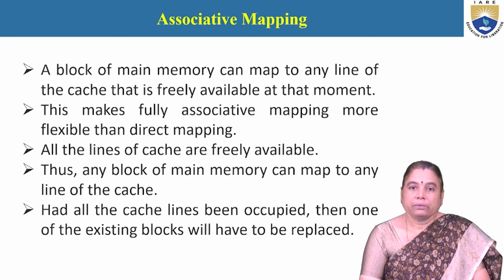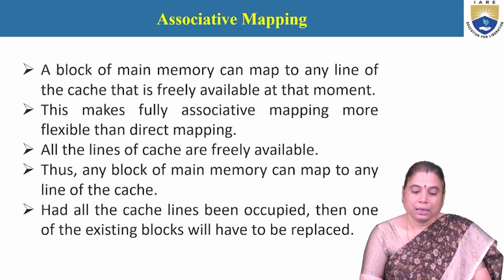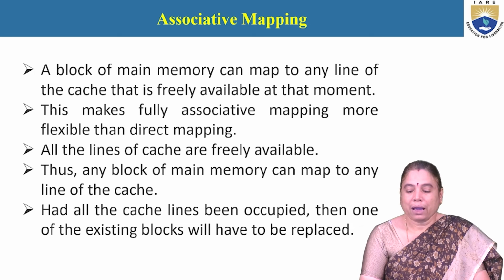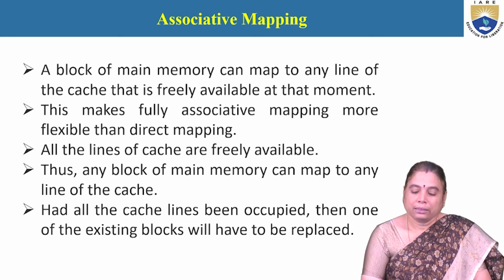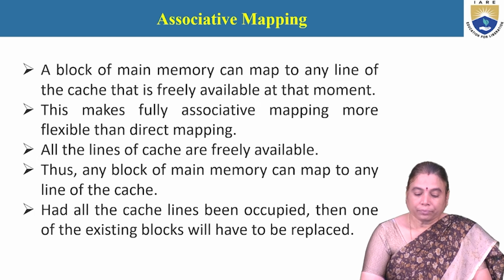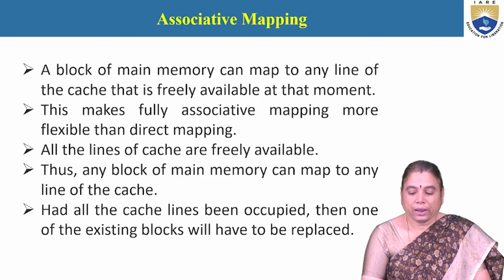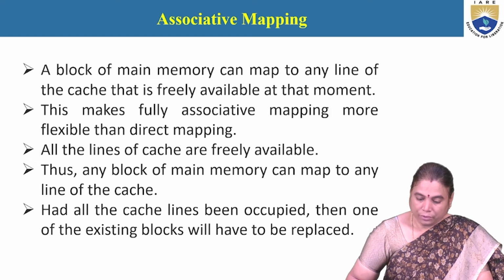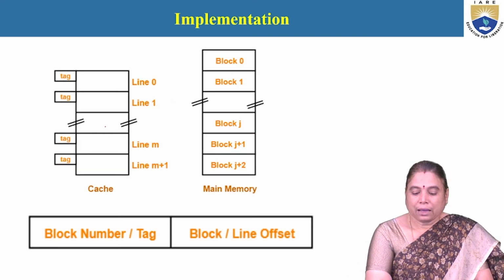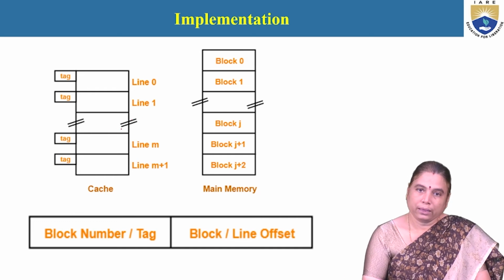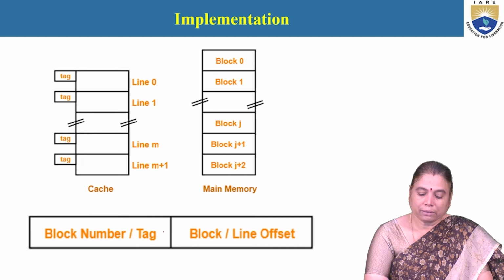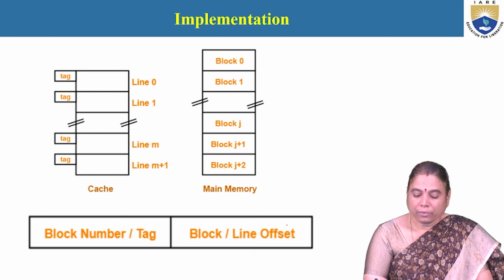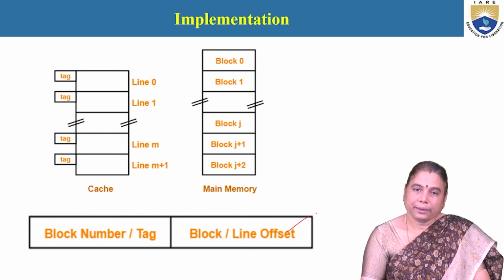The second method is the associative mapping technique. In this, a block of main memory can map to any line of the cache that is freely available at that moment. This makes fully associative mapping more flexible than direct mapping. If free lines are available in the cache, the mapping takes place directly. The physical address is the tag, which is the block number, and the line offset.